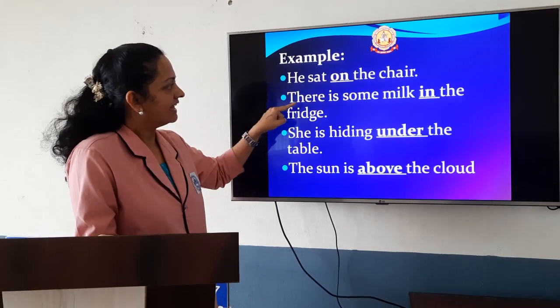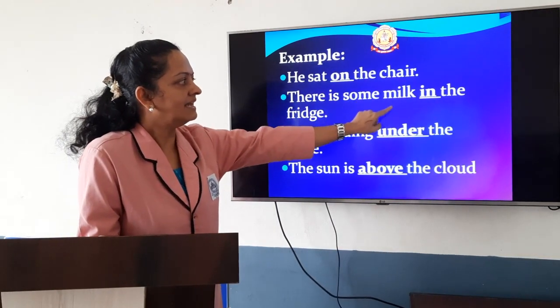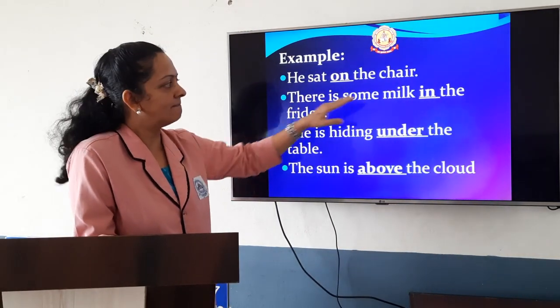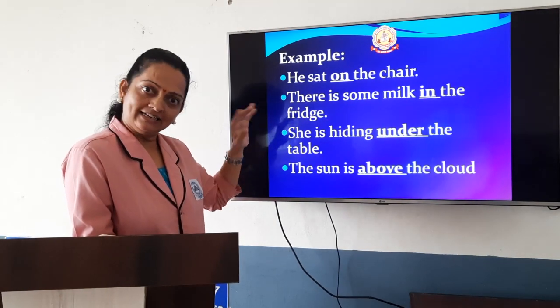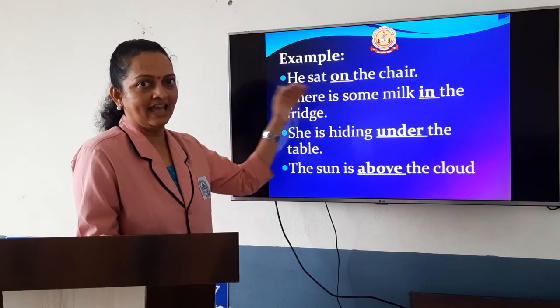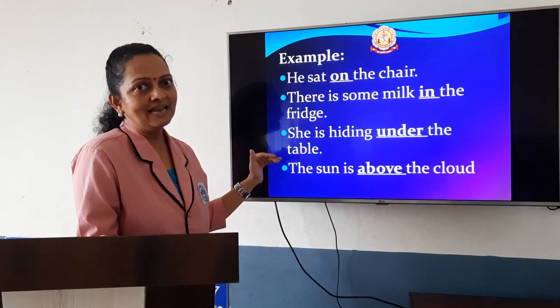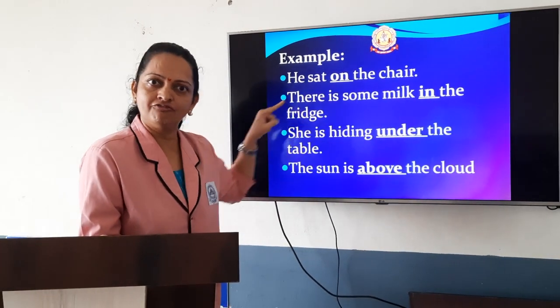In the next sentence, there is some milk in the fridge. If you see, milk is a noun, fridge is a noun. So here it tells about the relation between a noun and a noun. Where is the milk? Milk is in the fridge.